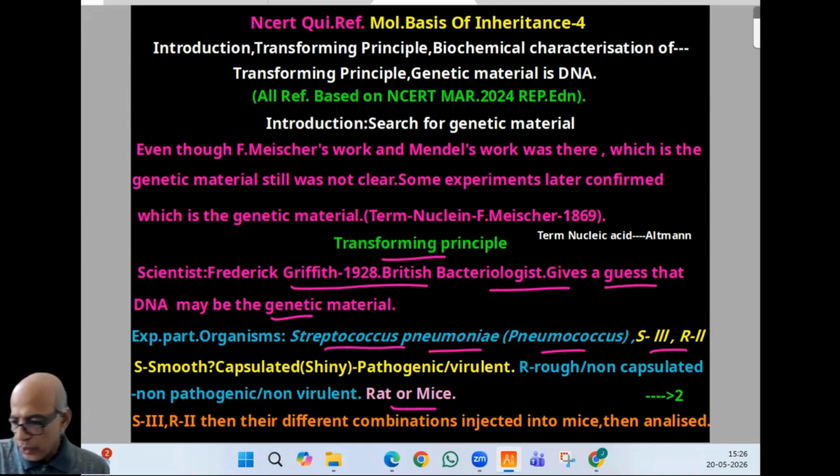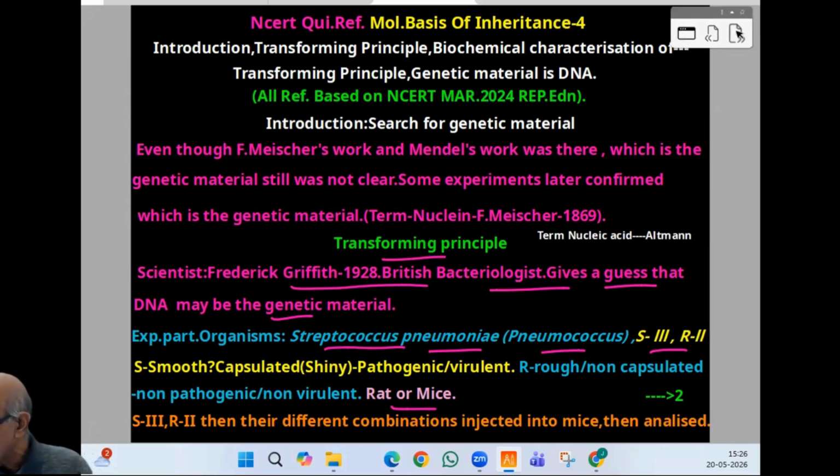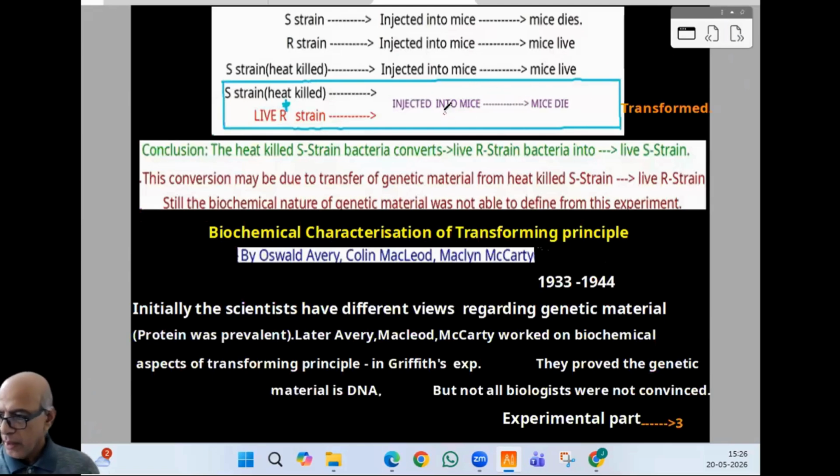Now, S3, R2, then their different combinations were injected into mice, then they analyzed it. I think the first page is clear, so we can proceed to the second page. So this is the list connected with NCERT. S strain injected into mice, that is, this is causing mice to die.